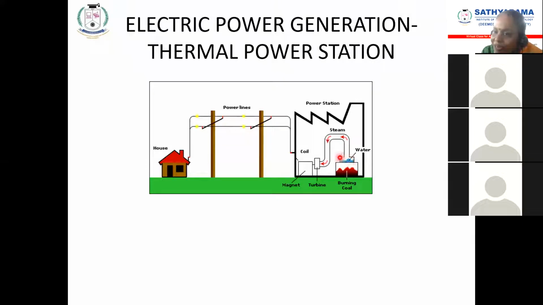Okay, then the water will be heated in the boiler, so it will generate the steam. The steam will run the turbine. The turbine will run the generator, and from the generator the electrical energy is produced.